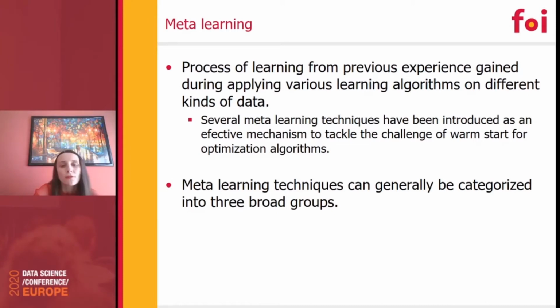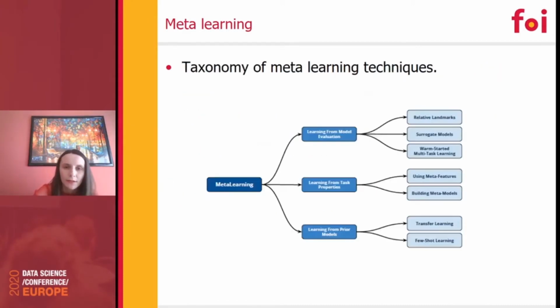We can do the categorization of meta-learning techniques, and here I use this categorization into three groups. First group is based on learning from model evaluation, and we have three approaches which is part of this group: relative landmarks, surrogate models, and warm-started multitask learning. The second group of meta-learning techniques are approaches based on learning from task properties, and we have two main approaches here, using meta features and building meta models. And third approach is learning from prior models, and here we have two approaches: transfer learning and few-shot learning.